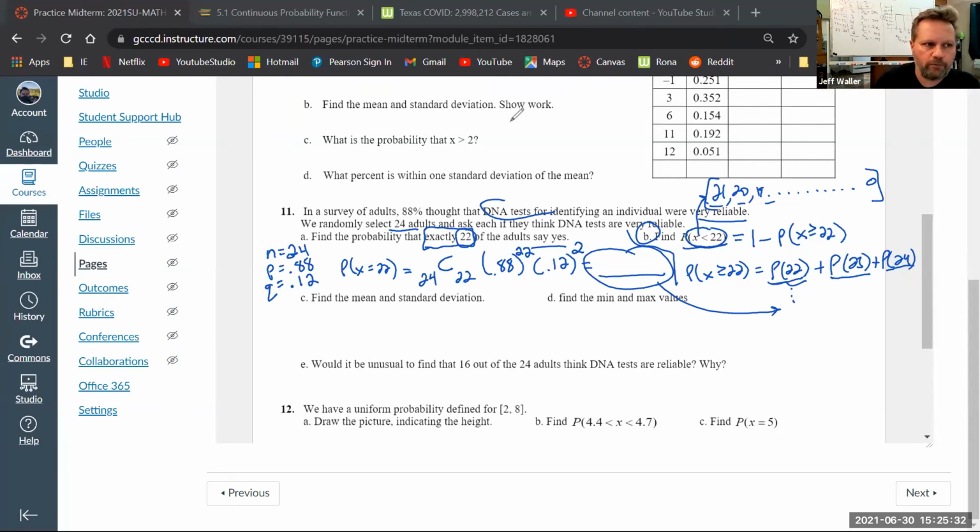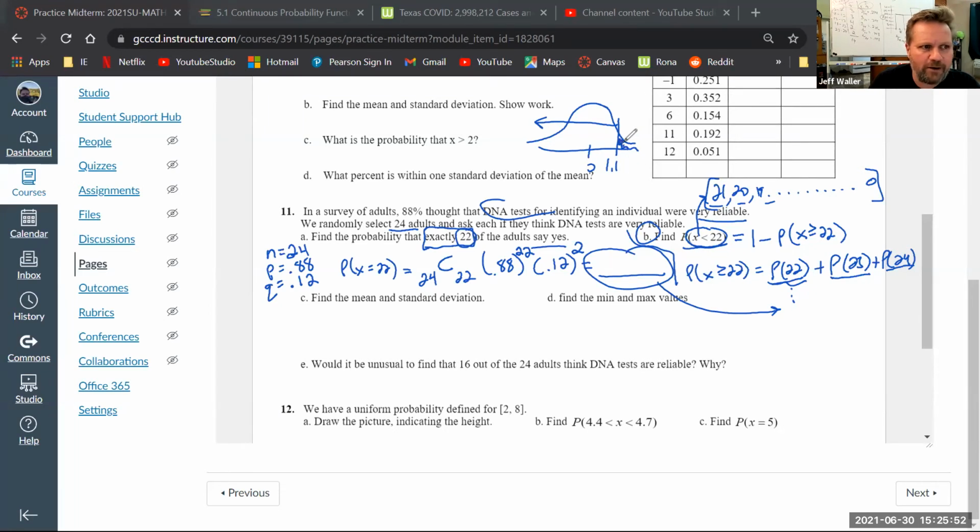Real quick, guys. When I do a problem like this and I want to know this area, don't we look up this area first? Don't we answer the opposite of the question? Do you guys remember what I'm talking about?